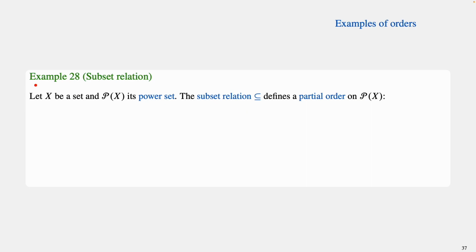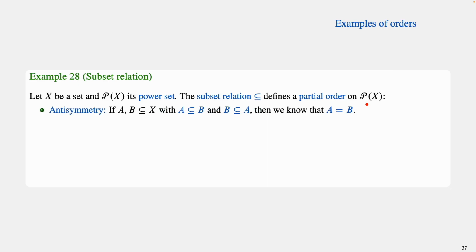Now we'll look at a few examples to get a better understanding of order relations. An important example is the subset relation, and this actually gives us an order on the power set of a set. So X is a set, P(X) in our usual notation is its power set, and then the subset relation defines a partial order on the power set of X.